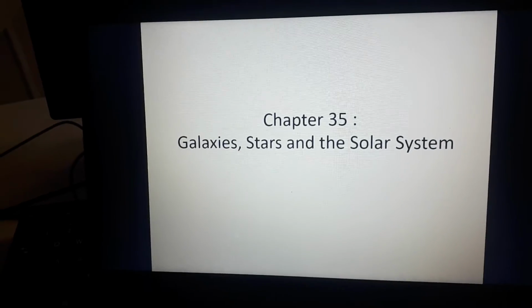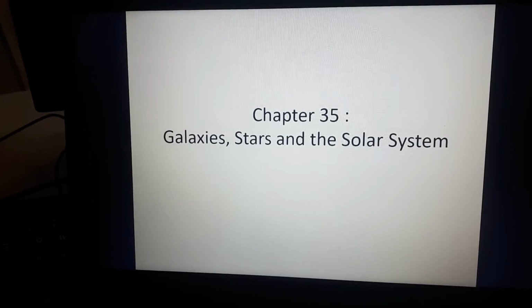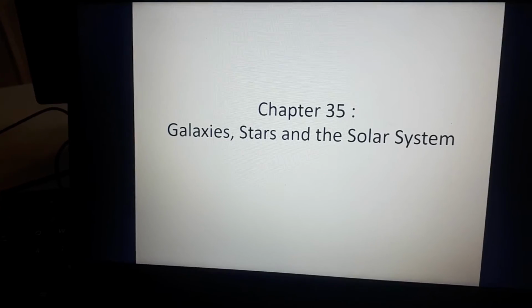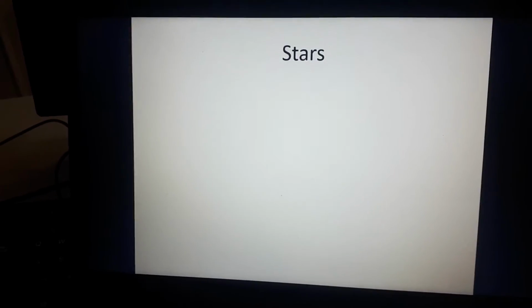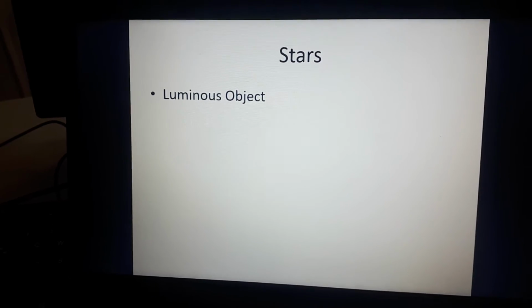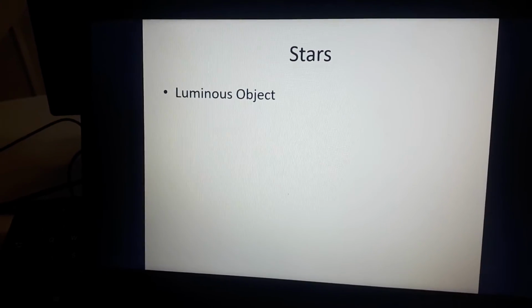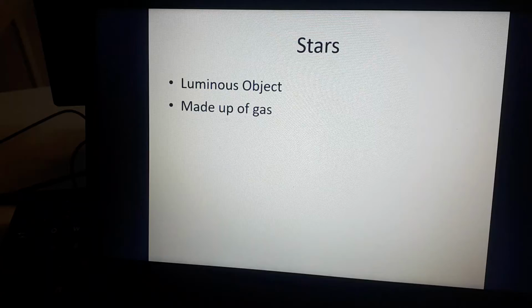Okay, so today we're going to have a look at chapter 35, Galaxy Stars in the Solar System. It's actually divided into three, so today we're going to focus on stars. So stars are luminous objects, and a luminous object is an object which gives out its own light.